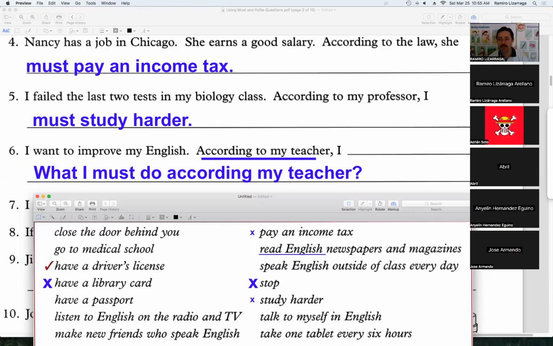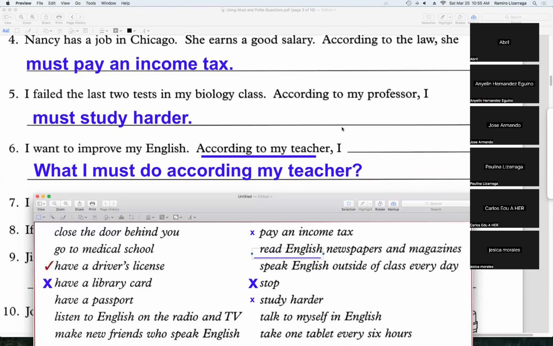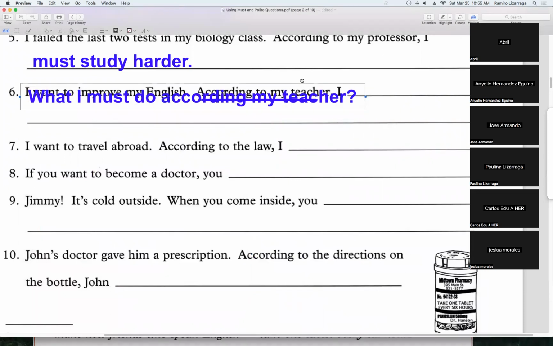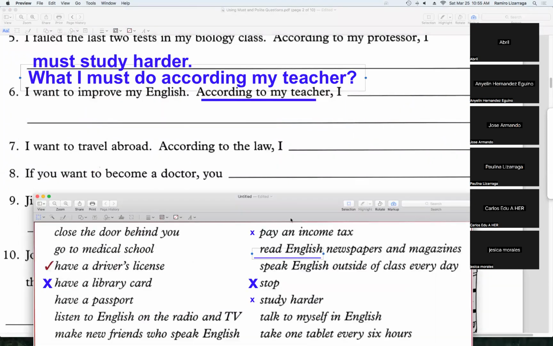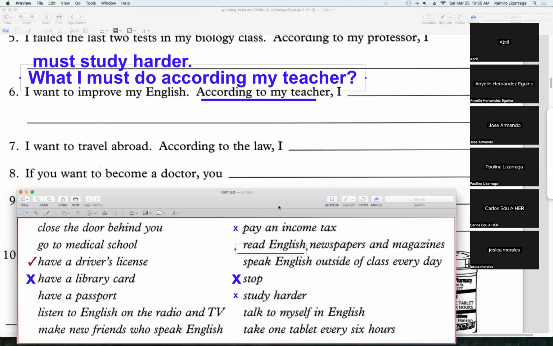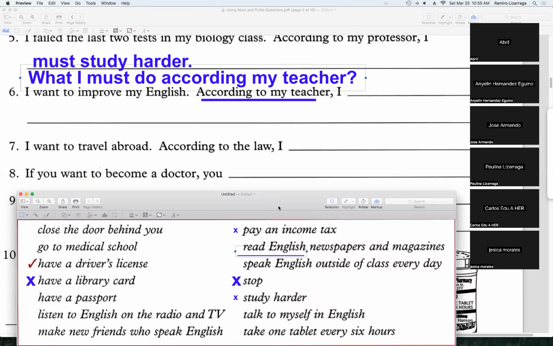A ver, ¿qué debemos de hacer? Vean las opciones, por favor. Carlos, ¿qué se te ocurre? A ver. ¿Nadie, nadie? ¿Alguien que se pueda leer? A ver, ¿nadie? ¿Alguien que quiera participar otra vez? Adrián? What do you think? I think I must speak English outside of class every day.